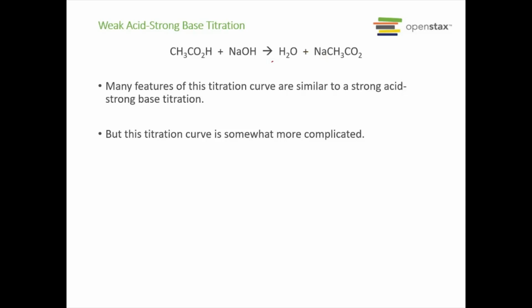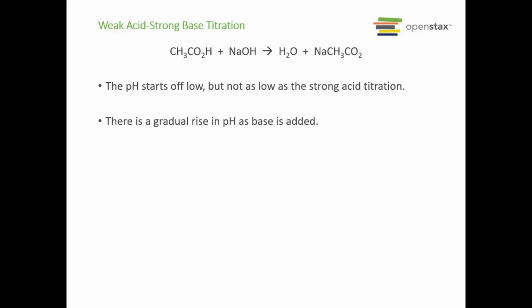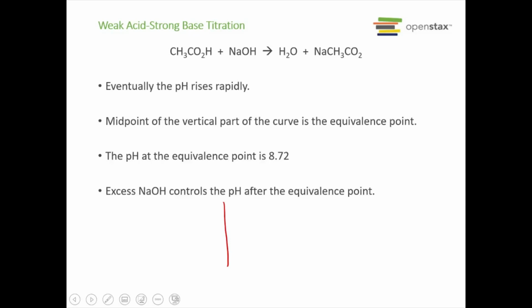Now, a weak acid, strong base titration is very similar to strong acid, strong base, but a little bit more complicated. You're still making water and a salt, though. You start off with a low pH, but not as low as the strong acid titration. So again, we're starting with a little higher pH, and we gradually rise in pH as we add our base. It's going to do kind of the same thing until eventually it goes up very, very high. And just like before, the midpoint is the equivalence point.